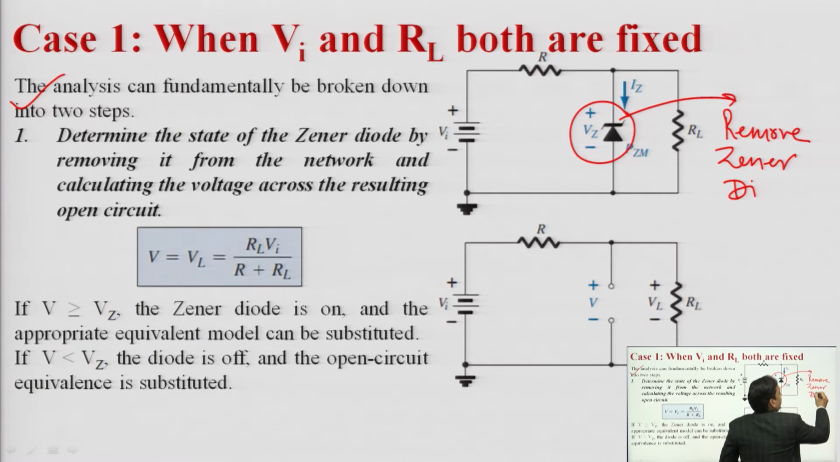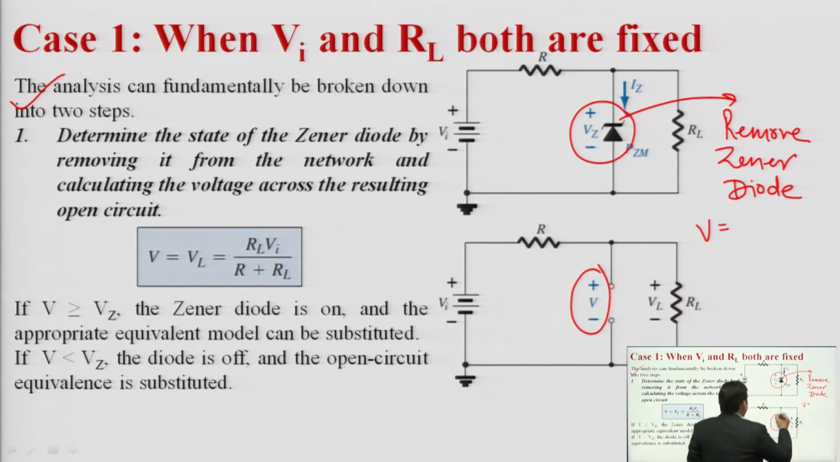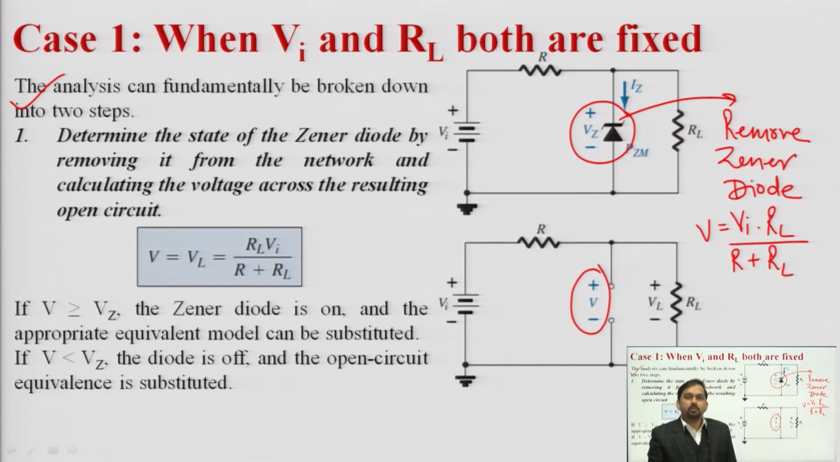After that, we need to calculate the voltage drop across this terminal. This we can find out with the help of the voltage divider also. So, the voltage divider rule says that this voltage V equals whatever input we are applying, which is Vi, multiplied by the load resistance RL divided by R plus RL, where R is a series resistance, and naturally this voltage is equal to VL.